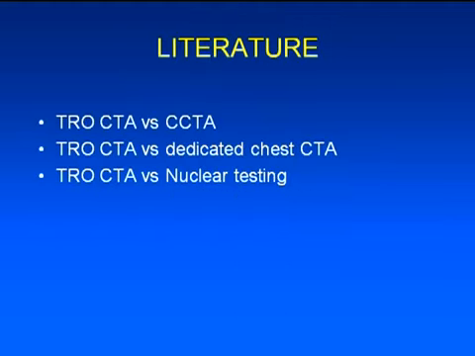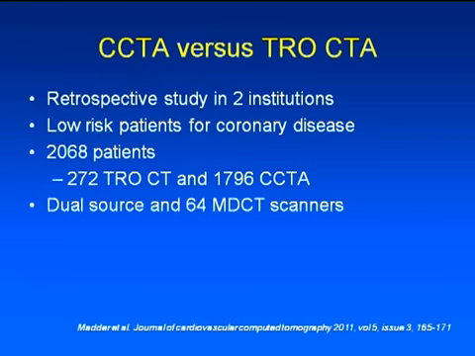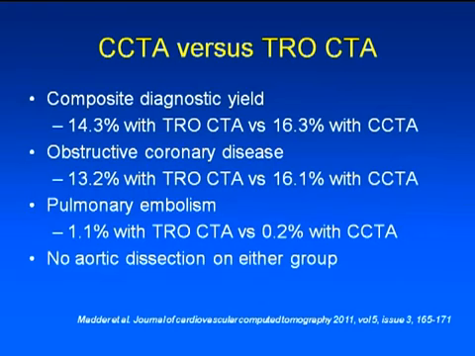What you have in the literature about triple rule-out: Mather published this paper in 2011. He retrospectively looked over 2 institutions in more than 2,000 patients. They're all low risk for coronary disease, and he correlated triple rule-out and coronary CTA. They used both dual source and 64 detector scanners. The composite diagnostic yield and the presence of obstructive coronary disease was not significantly different between the two groups. They did find more pulmonary embolism in the triple rule-out group, which is expected because you are including that in your differential diagnosis. Surprisingly, they did find some in the coronary CTA group, and there was no aortic dissection in either group.